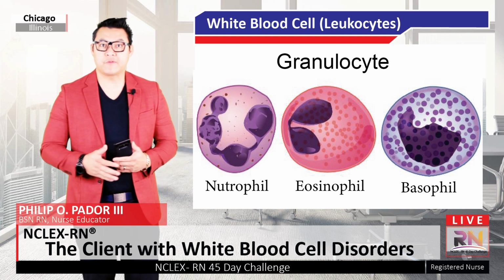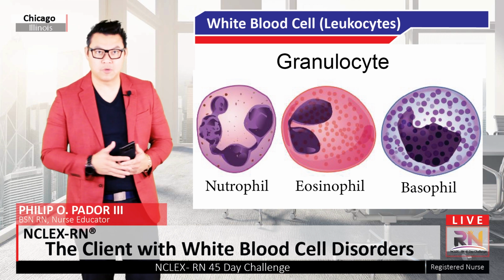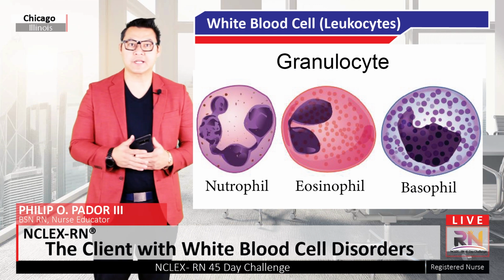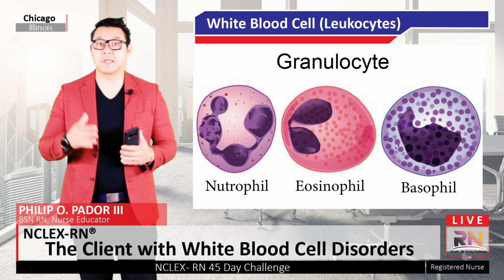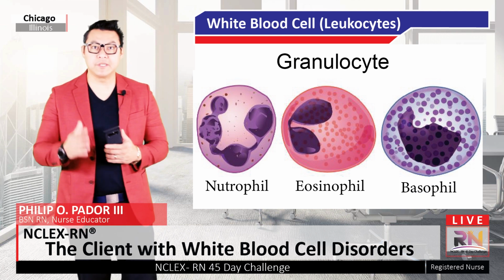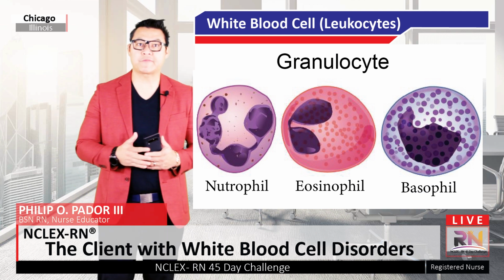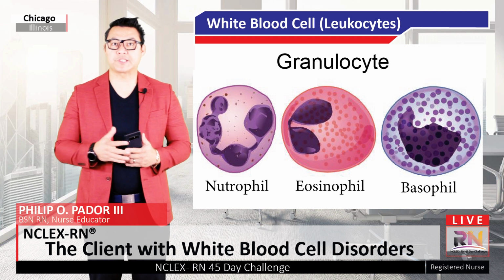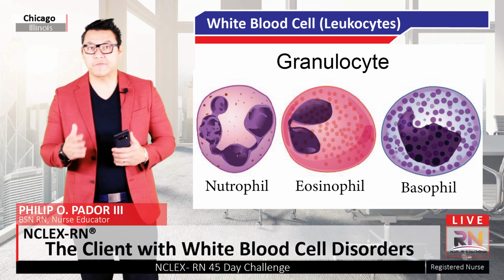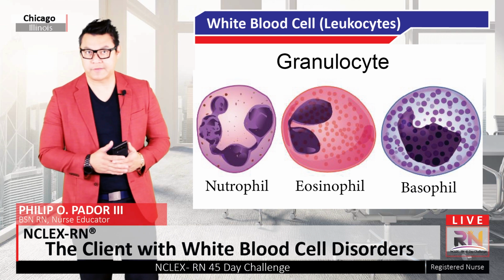Also, if we examine the nucleus, notice that the nucleus has the shape of a lobe. That is a distinct characteristic of a granulocyte, which distinguishes granulocytes from agranulocytes, as we'll see in just a moment. So let's take a look at the different divisions of granulocytes. We have three different cell types. We have neutrophils, we have eosinophils, and we have basophils.